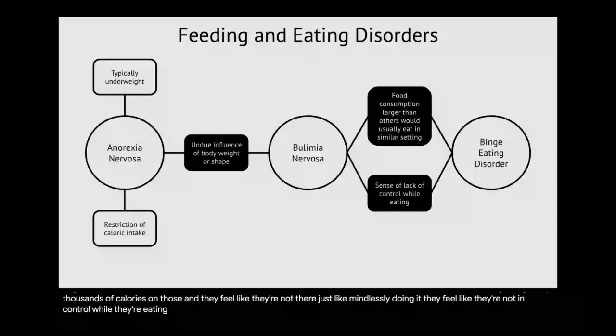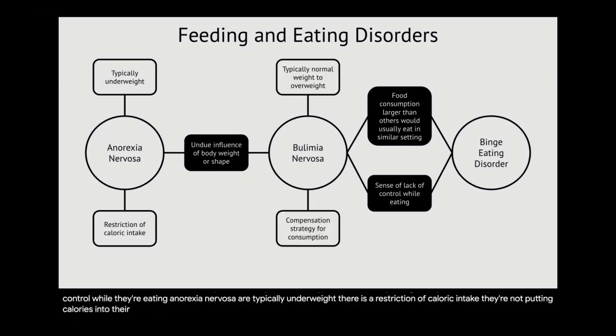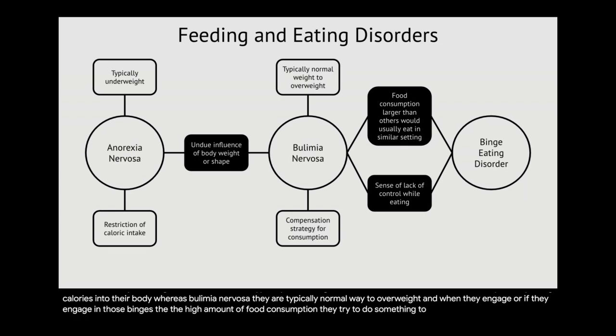People with anorexia nervosa are typically underweight. There is a restriction of caloric intake. They're not putting calories into their body. Whereas with bulimia nervosa, they are typically normal weight to overweight. And when they engage in those binges, the high amount of food consumption, they try to do something to undo it. Classically, they regurgitate or throw up, but they also might, as a result, not eat.